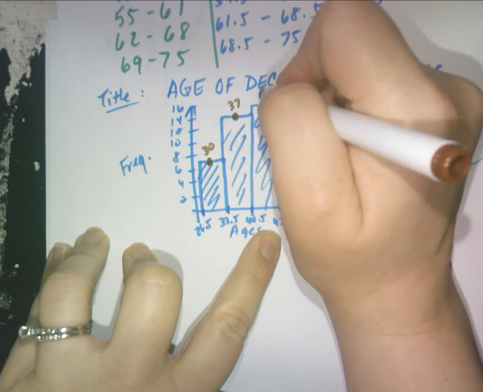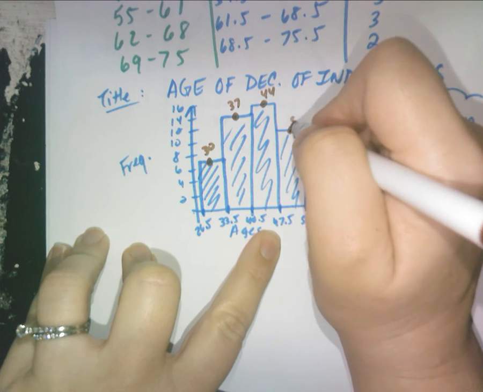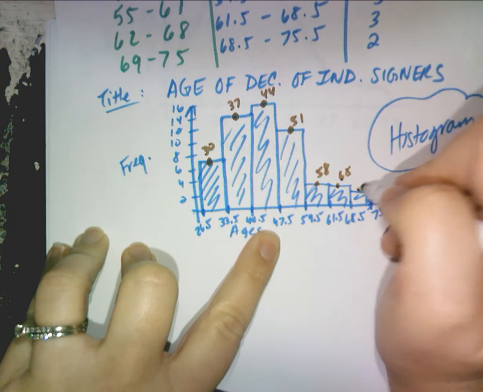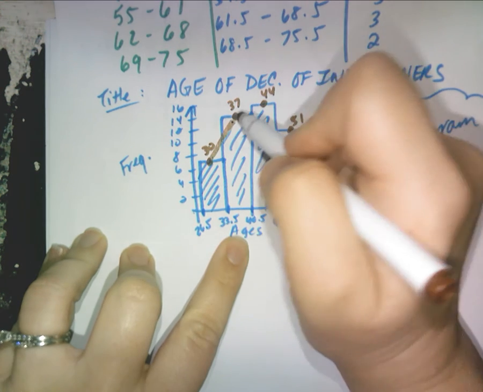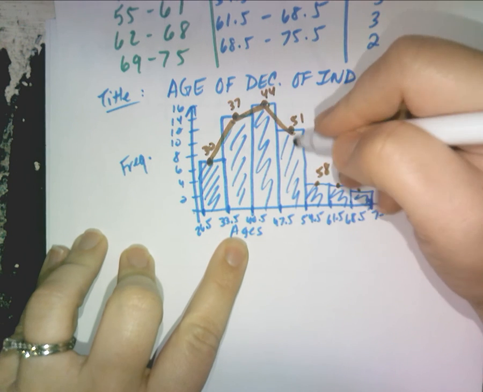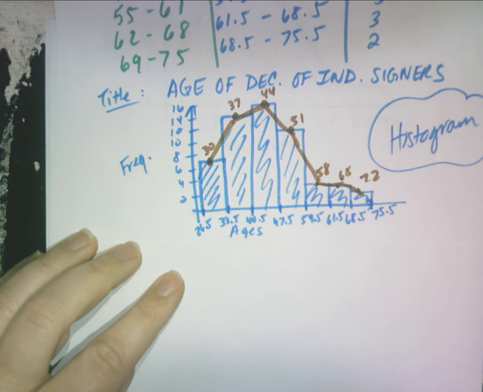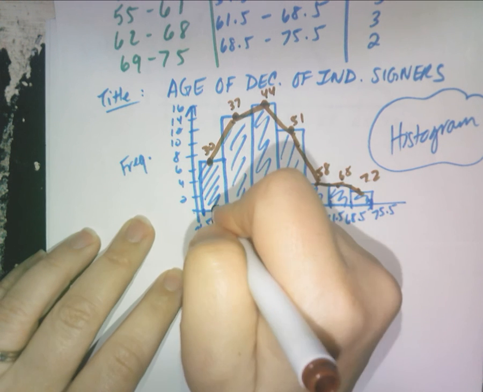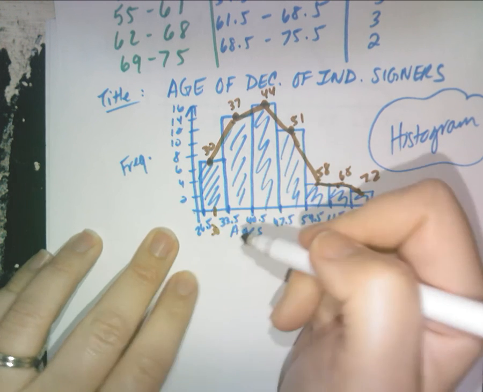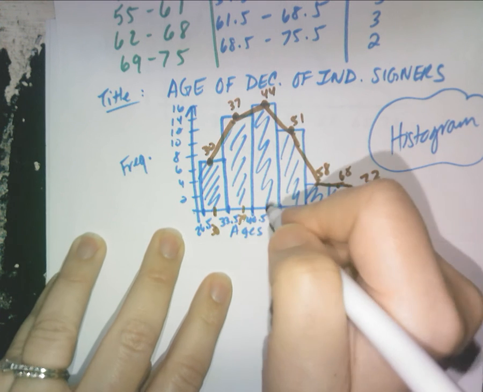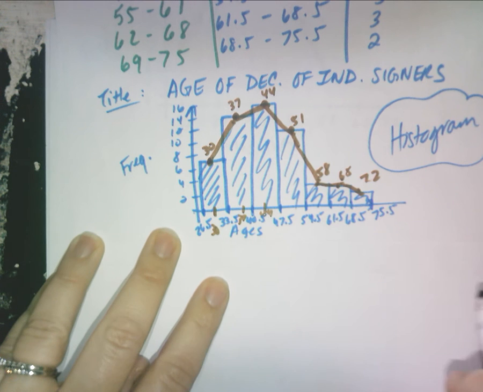30, 37, 44, 51, 58, 65, 72. Connect, connect, connect. Just lay one on top of the other. Just know, though, that you need to have a 30 right here, okay? Does that make sense? So the brown graph that I'm drawing is the frequency polygon.